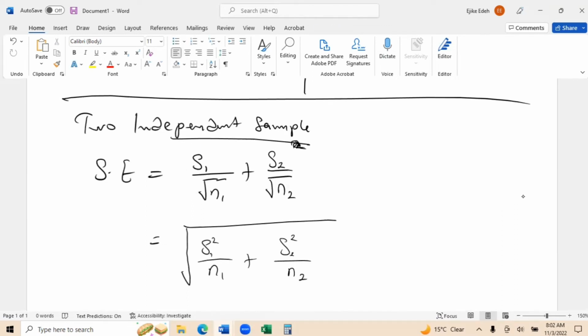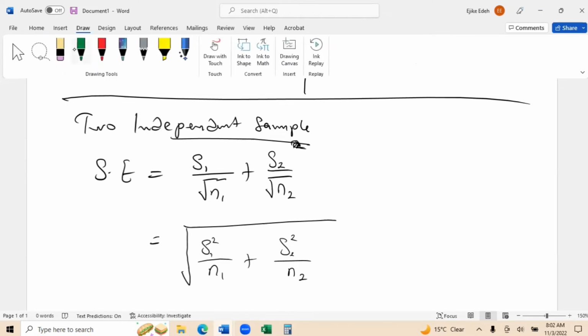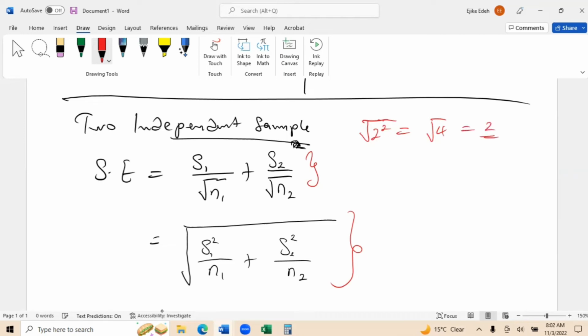Yeah, so this item here, let me use red. This item here is technically the same as this item here, right? They are the same thing because if you take the square root of the square, you're going to get S1 back. If you take the square root of the square of 2, that is the square root of 4, it will give you 2. So if you take the square root of the square of this value here, you're going to get this one back.